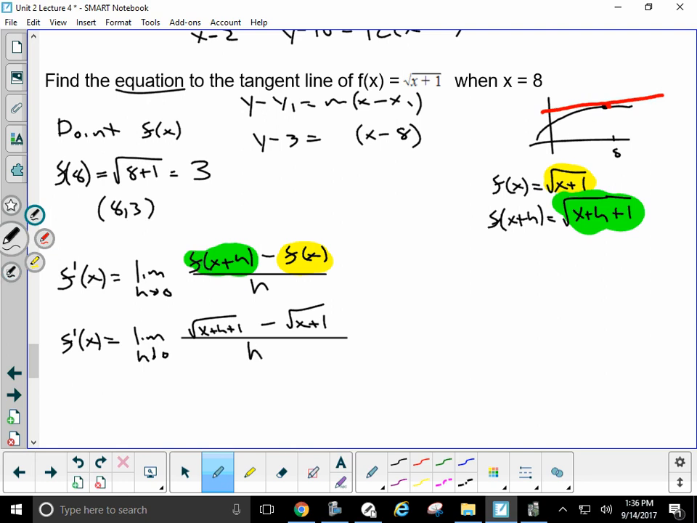Okay, again, if I plug in 0, I'd get 0 over 0. Not good. But we know a technique to simplify this algebraically. What is it? Not the reciprocal. What's the right word? Conjugate. Multiply by the conjugate. Let's do it. We remember this. This isn't new.